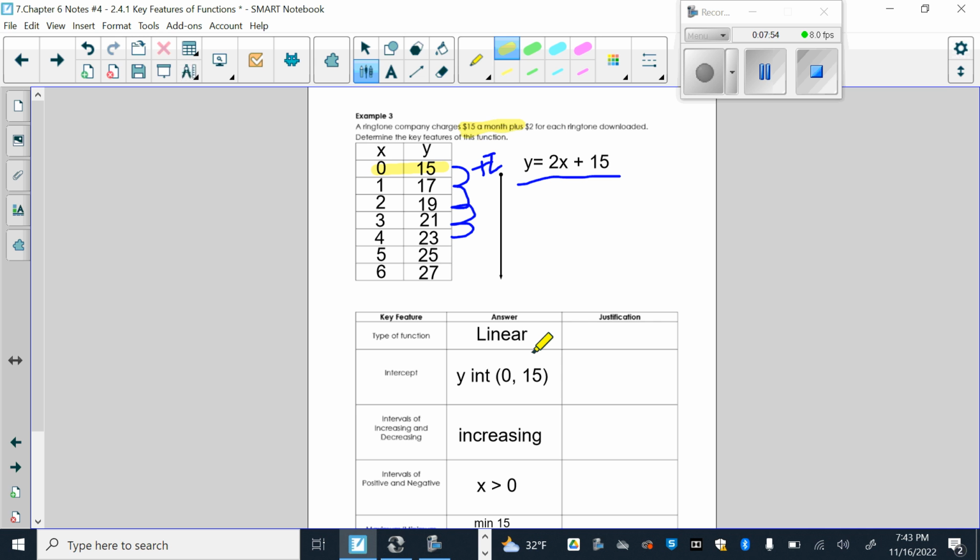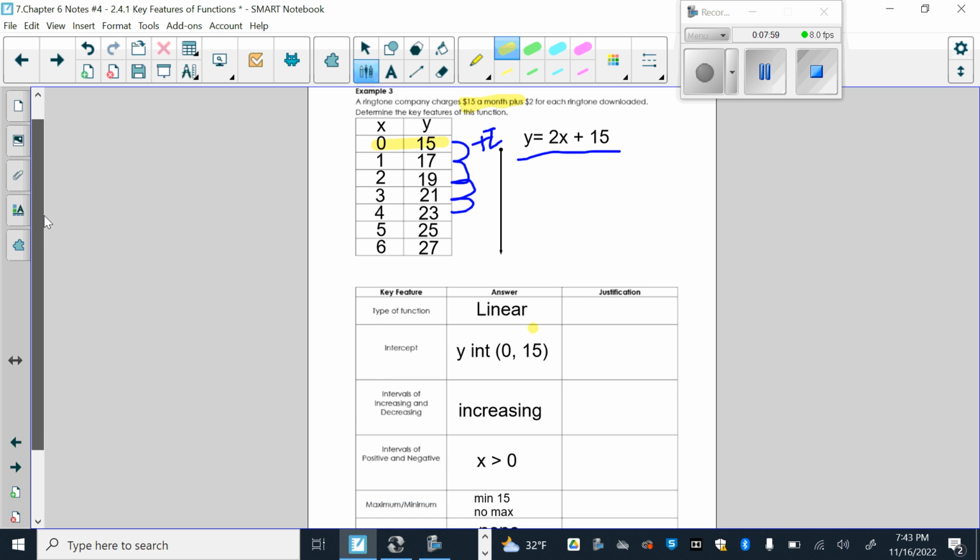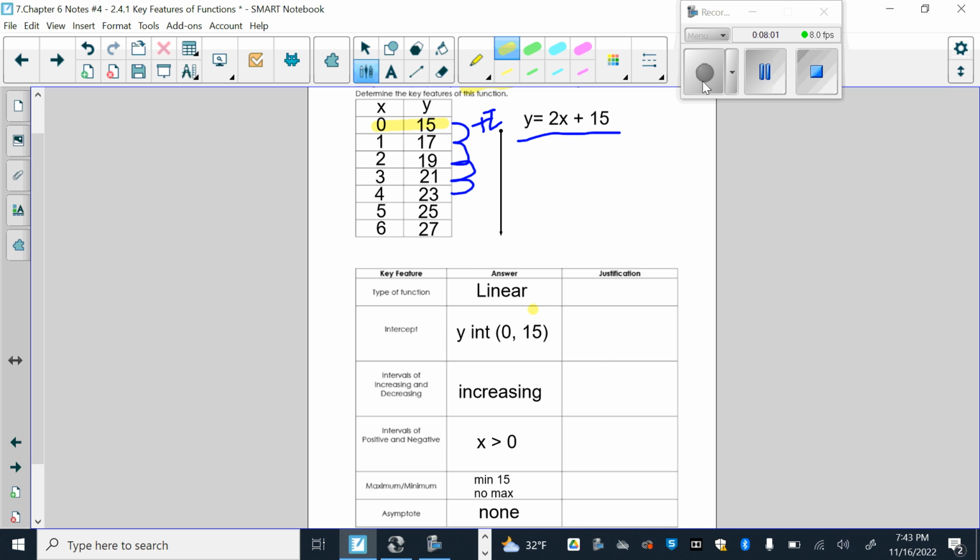And same thing for max and min. I will have a minimum bill of $15, but I'll never have a maximum. If I keep buying ringtones, I'll keep paying more. So no maximum, but I will have that minimum of 15. Looking at the y values, we can see that minimum value, but continuously increasing. And then finally, asymptote. There's no asymptote because this is a linear function and only exponential functions have asymptotes.